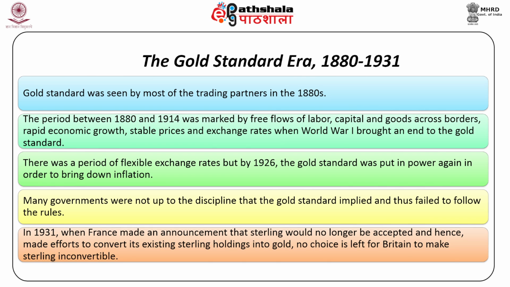Then there was a period of flexible exchange rates, but by 1926, the gold standard was put in power again in order to bring down inflation. Unfortunately, many governments were not up to the discipline that the gold standard implied and thus failed to follow the rules. But in 1931, when France announced that sterling would no longer be accepted and made efforts to convert its existing sterling holdings into gold, no choice was left for Britain but to make sterling inconvertible.